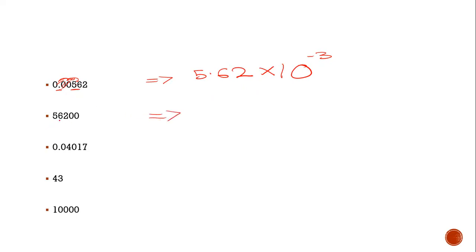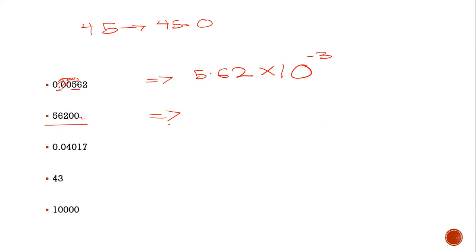Now let's look at this one, 56,200. The first question is, where is the decimal point? For a whole number like this, the decimal point is always after the last number. For example, 45 is the same thing as 45.0. So the decimal point is always at the end of the number. It means that here, the decimal is just after this 0.